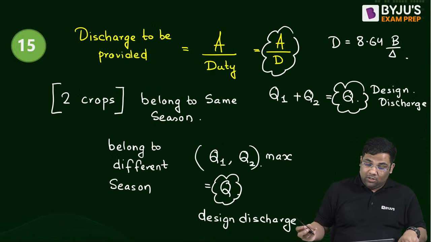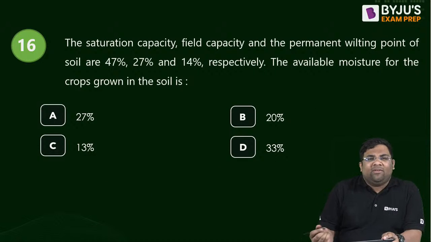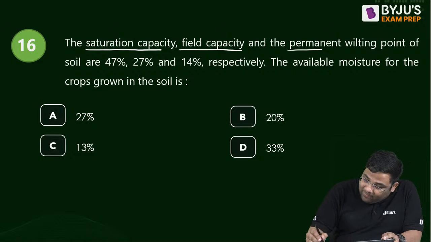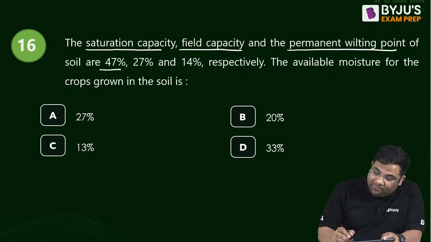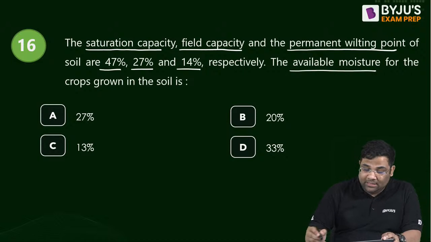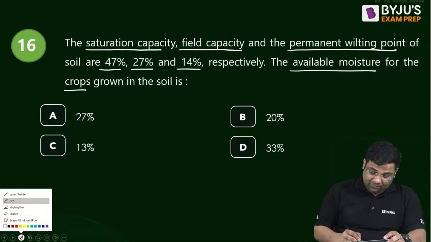Very good. Okay, let us go to the next question. It's a very straightforward question. The saturation capacity, field capacity and permanent wilting point are 47%, 27% and 14%. The available moisture for the crops grown in the soil in terms of percentage is how much? Tell me what's the right answer to this.